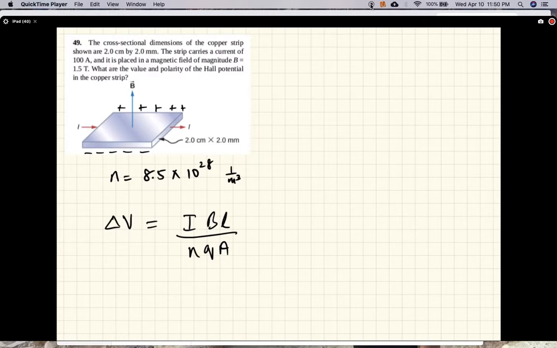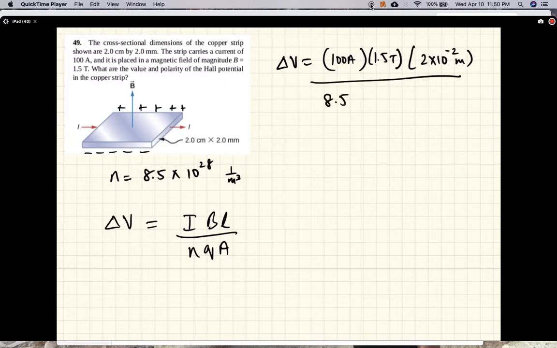So let's put in these values. I is 100 amps, B is 1.5 Tesla, L is 2 centimeters. N, the charge carrier density, is per meter cube. The charge of the electron is that many coulombs, and the area is 2 times 2, that's 4, and the centimeter gets a 10 to the minus 2 meters, this gets a 10 to the minus 3 meters, so that's 10 to the minus 5 meters squared. Okay, so that's the area of this face.